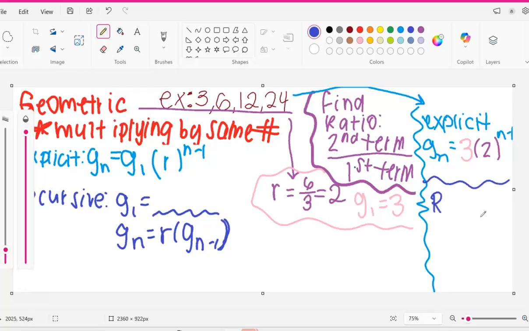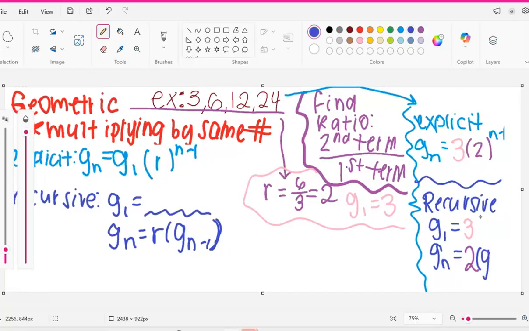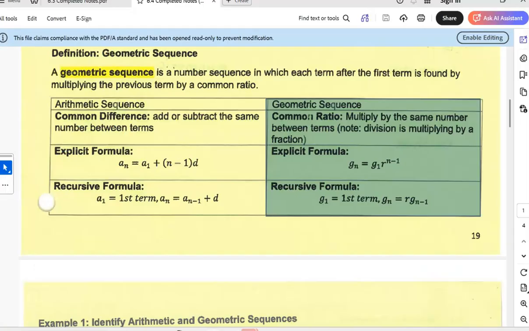Now your recursive formula is 2 lines. We would say g1 equals, we would put our first term there, exactly as it is, and in the second line we would say gn equals, we would put our ratio, which is 2, and then everything else stays the same. I would have my g with a small n minus 1. What that g of n minus 1 means is you take the previous term and you keep multiplying by the previous term. That's how you get the next ones.